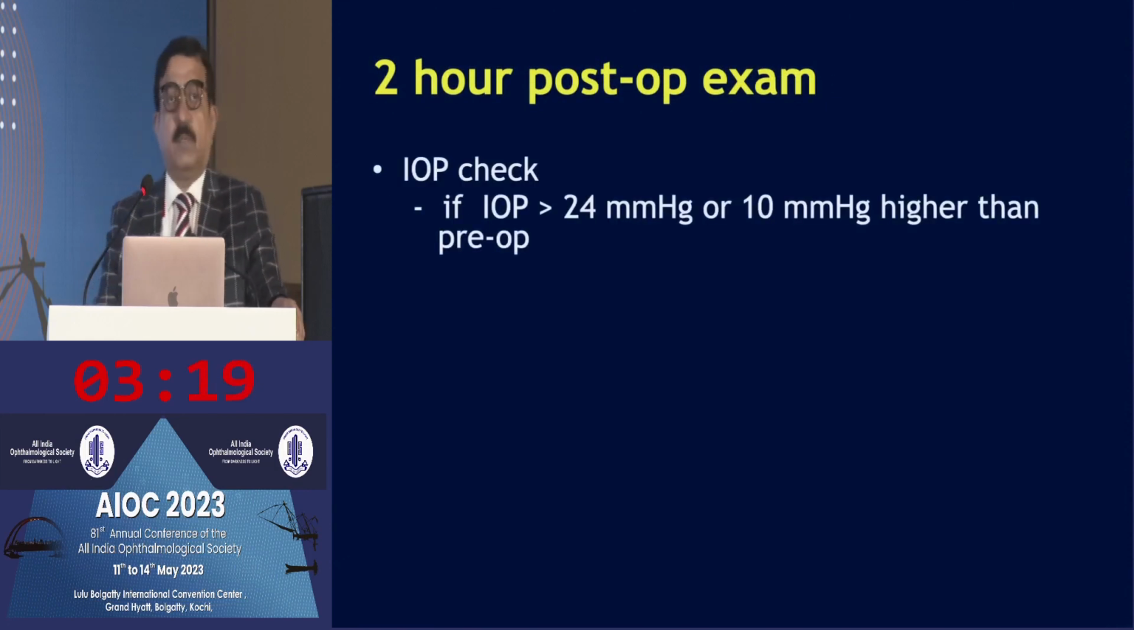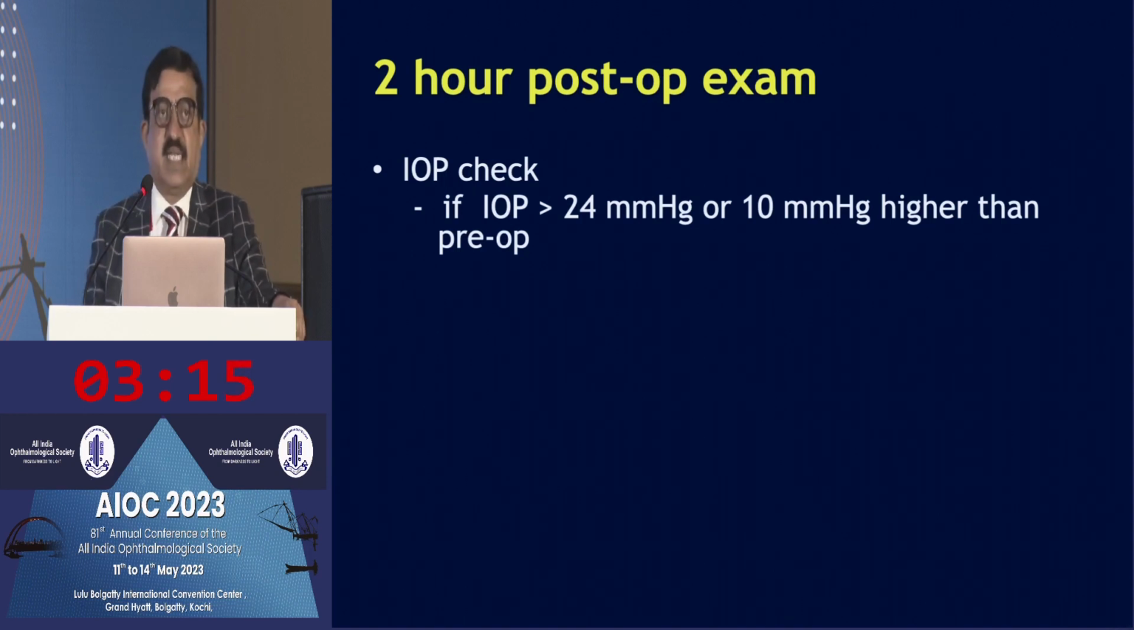An intraocular pressure check is important. Usually we don't do it the first day unless there's corneal edema or anything. So a one week measurement of the intraocular pressure is quite okay. But if the intraocular pressure is greater than 24 millimeters of mercury, or 10 millimeters greater than the pre-op, then that needs to be taken into account.